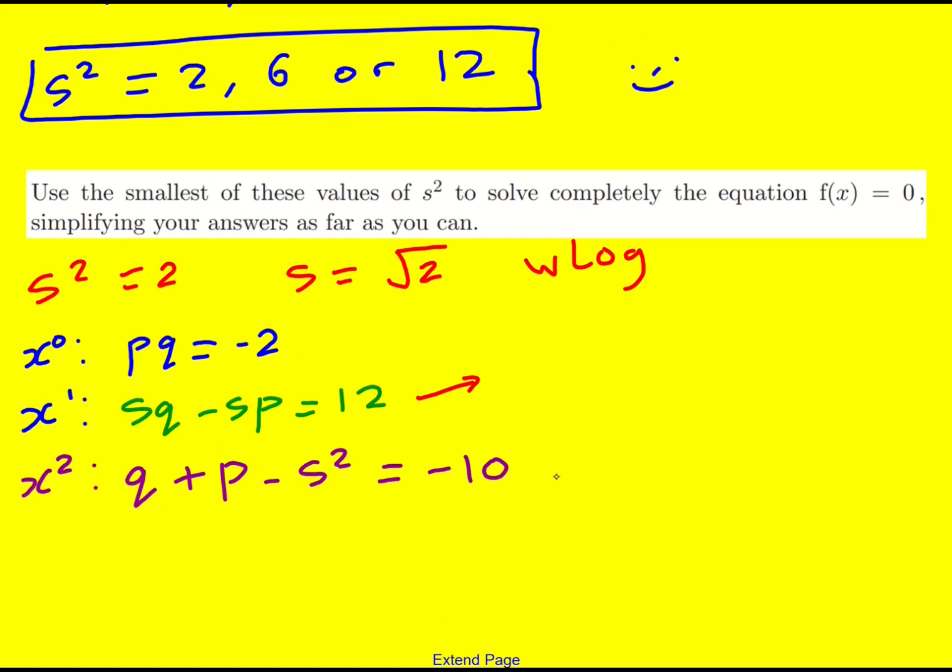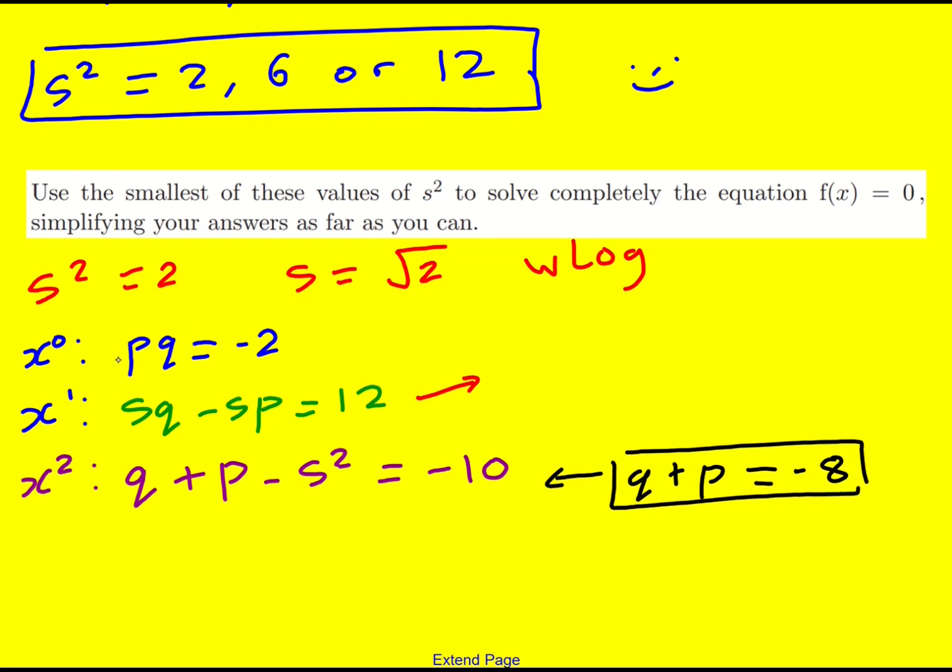Right, so what color shall I use here? It must be that q plus p minus 2 is equal to minus 10. So q plus p is equal to minus 8. That's one result we get. I'm just going to put a box around it because there are so many different results going on here now.